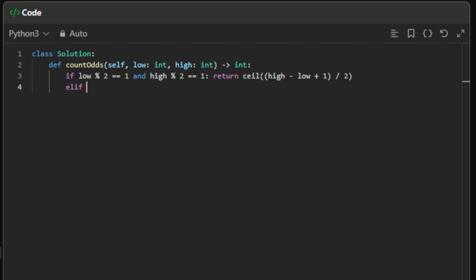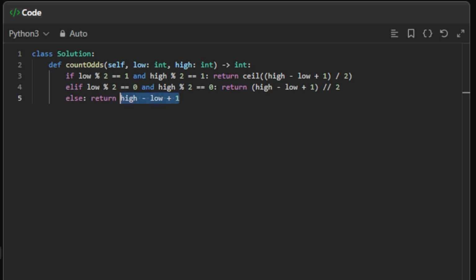Now, if low modulo 2 is 0 and high modulo 2 is also 0, we do something very similar. We return the amount of elements, high minus low plus 1, divided by 2, and we need to round down the result, so we use this division. Finally, else, this means that we have one odd and one even. So in this case, we just return the total amount of elements, high minus low plus 1, divided by 2.